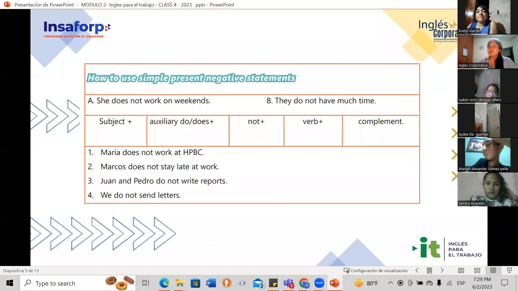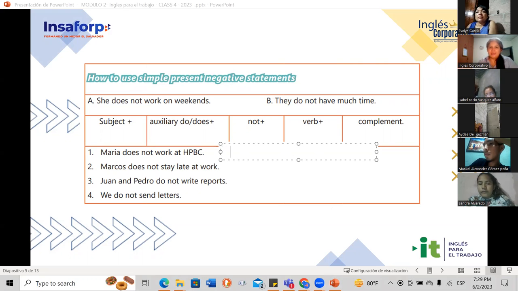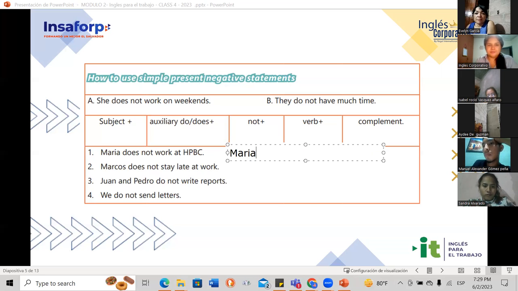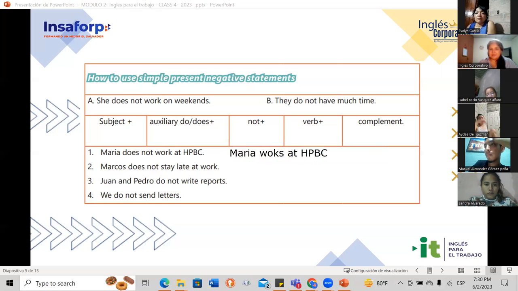Vamos a hacer esas positivas para que ustedes tomen el ejemplo. Vamos a hacer las positivas. Ahí están negativas, pero aquí nosotros las vamos a hacer positivas. María. Ok, le voy a cambiar el texto, el color. Okay, María. Works at HPBC. Esa es la positiva. La negativa es la que estamos viendo aquí. María doesn't work at HPBC. Okay. Ese es un ejemplo. Vamos a hacer la segunda.